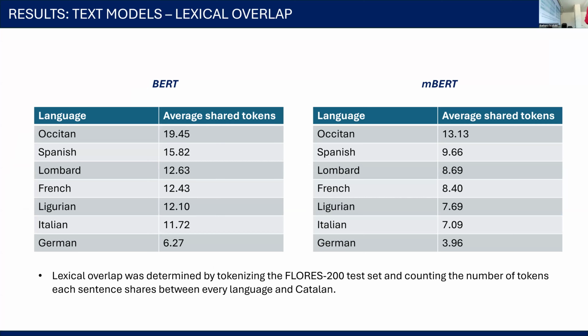I also checked the lexical overlap between the Flores text data. Basically, I'm looking into the shared tokens between these Flores sentences with both the BERT tokenizer and the multilingual BERT tokenizer. And here what we find is basically what we would expect from the dialectal continuum. First is Occitan, then Spanish. Lombard, French, and Ligurian are more or less in between. Last is Italian, which is the furthest away relative, and then finally German. So this is not surprising. This is what we would expect.